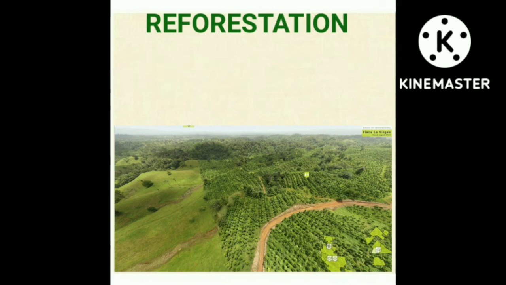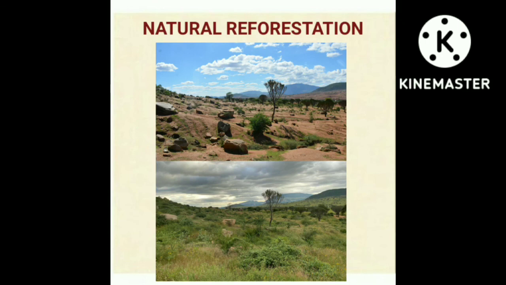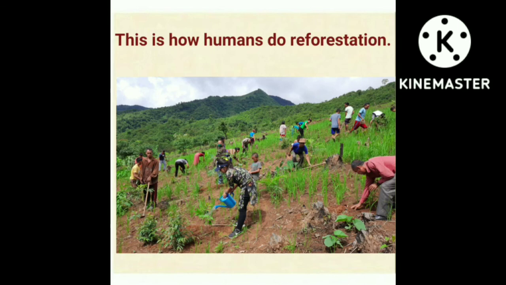Reforestation can also happen naturally. If the deforested area is left undisturbed, it re-establishes itself. In short, we can say in natural reforestation, there is no role of human beings. This is how humans do reforestation. They plant trees, and after a few years, we can find that the forest has been replanted.